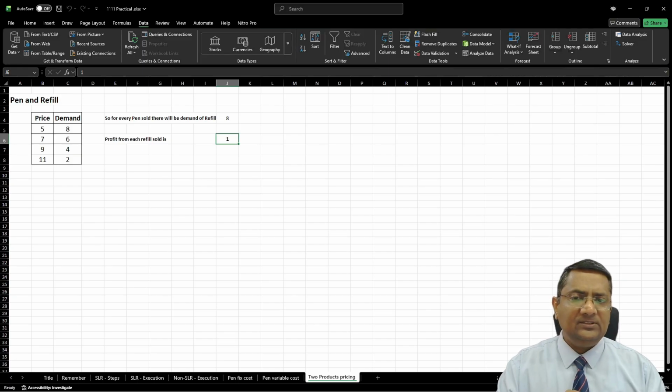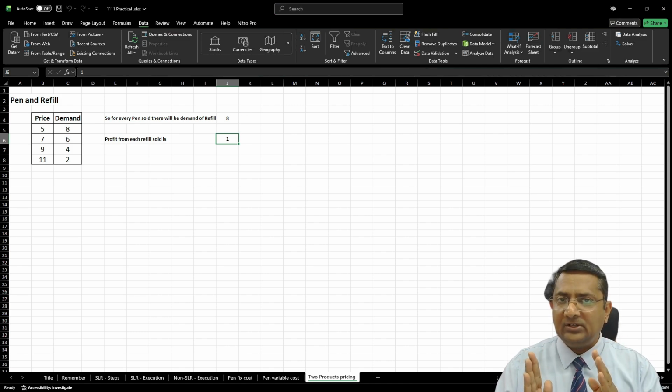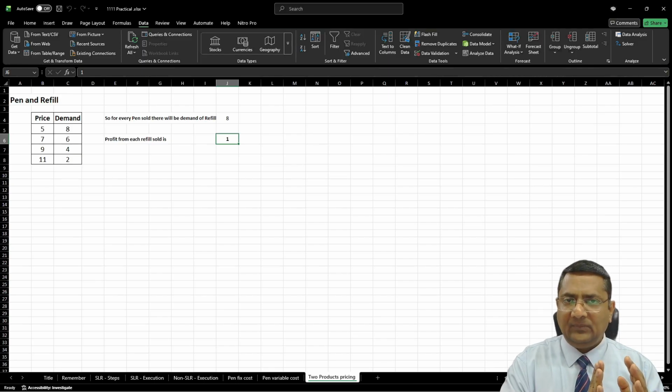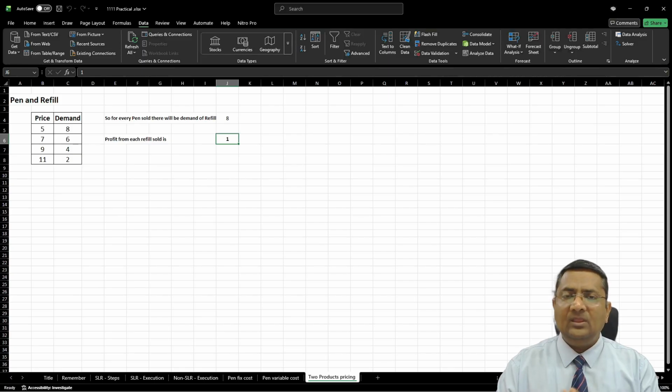Now in such a case, what should be our optimum price to get the maximum profit, because here we can earn profit from two products, one from selling pen and one from selling refill. Okay, because they are connected with each other. Now what should be the price of our pen so that we can earn maximum profit? That is our objective. Let's do.